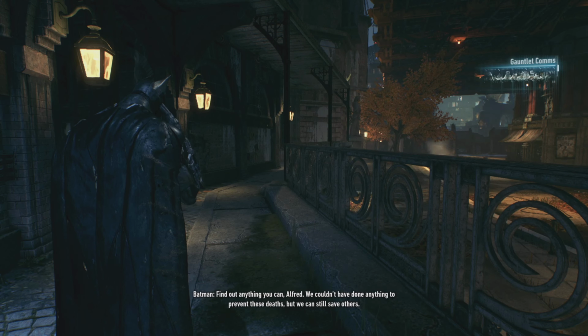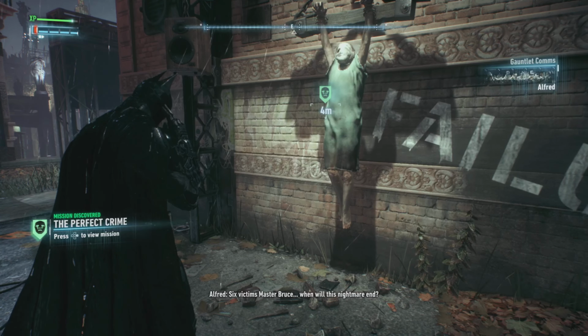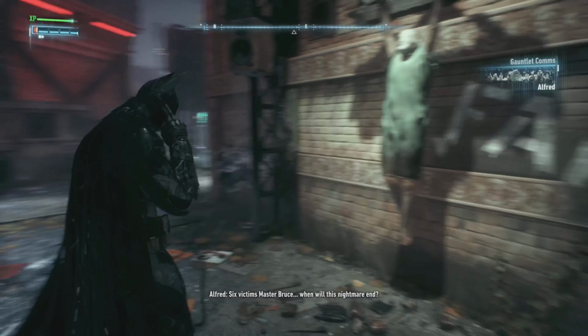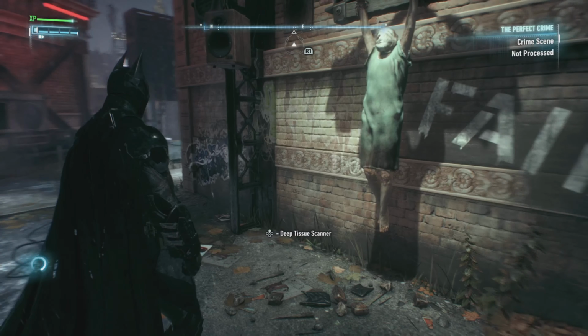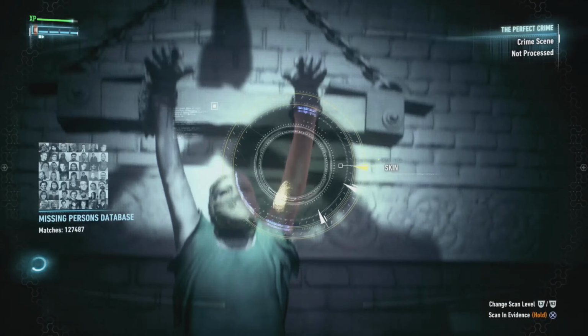Alfred, I've discovered another body. 6 victims, Master Bruce. When will this nightmare end? Scar tissue on the upper arm. I recognize the pattern. 20 years ago, this was a badge of honor among inmates at Blackgate Penitentiary. A small group of racketeers known as the Bloodhaven Six.